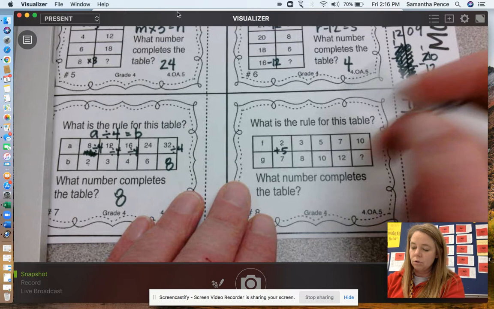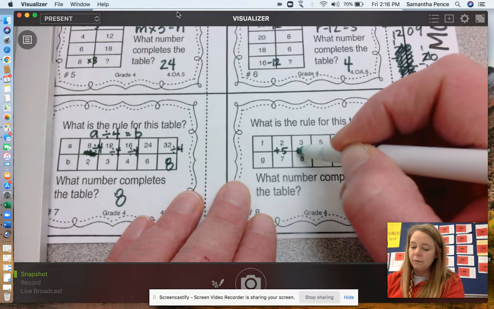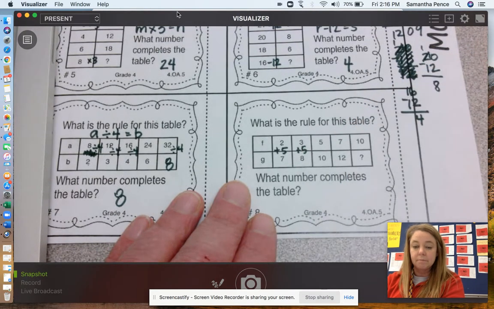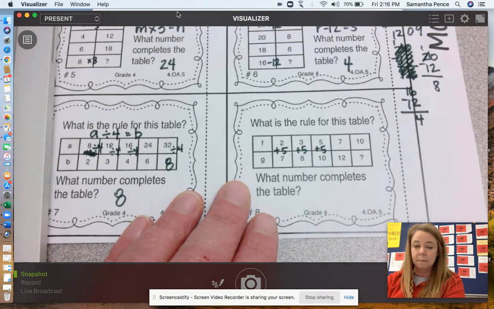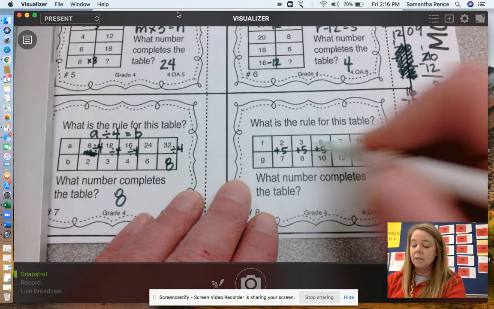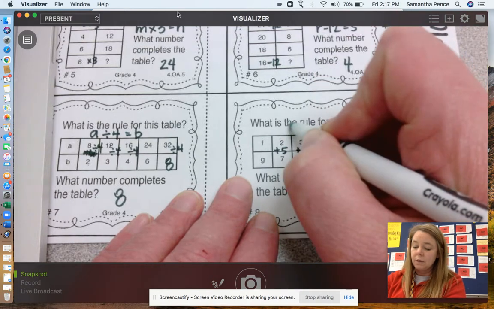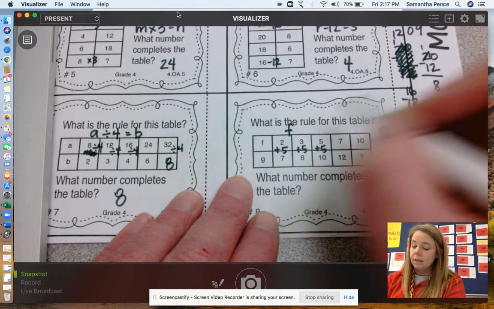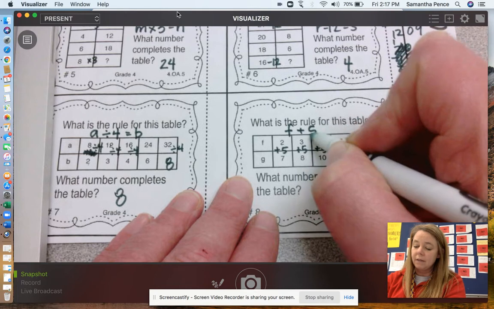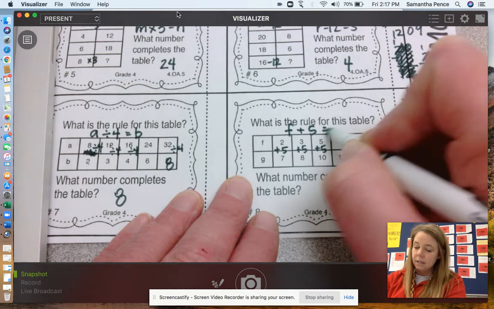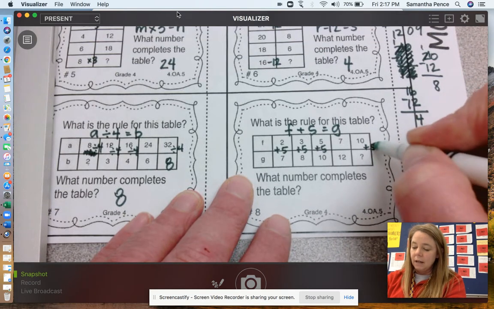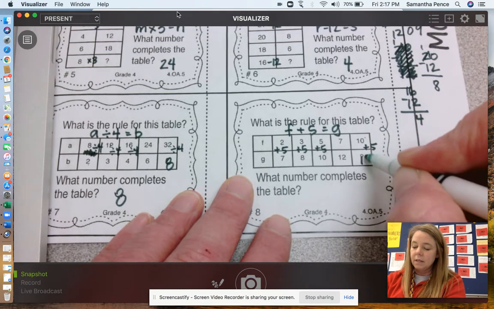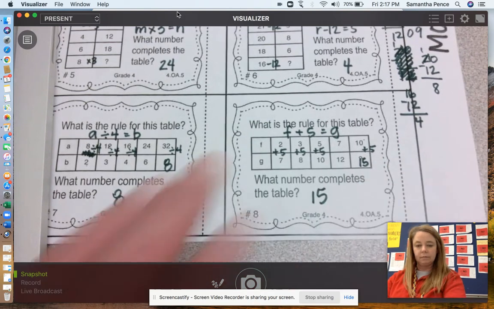Let's see if that would be true here. Would 3 plus 5 equal 8? It would. So far, so good. Would 5 plus 5 equal 10? So that must be the rule. So let's go ahead and write the rule. So F, which is our input, plus 5, that's what's happening, is going to equal G, which is our output. F plus 5 equals G. So I have 10. Let's finish this pattern. 10 plus 5, and that's going to be 15.